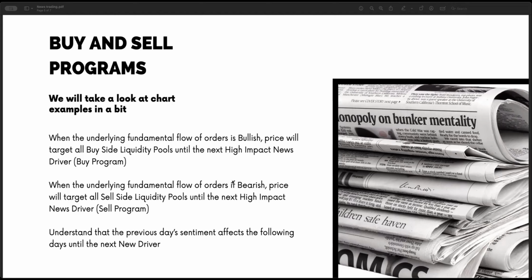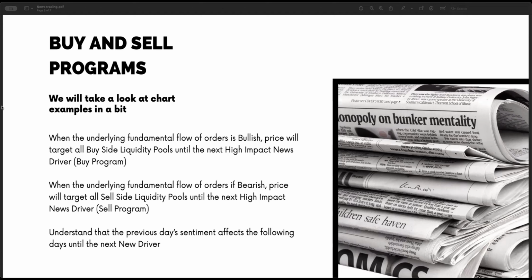So let's assume there is no news driver until next Friday, and the previous news driver suggested the bullish dollar. So the dollar is going to continue being bullish until the next high-impact news driver. Now, the medium-impact news drivers in between will provide retracements if the data suggests opposing sentiment.